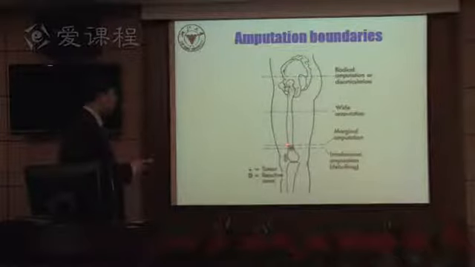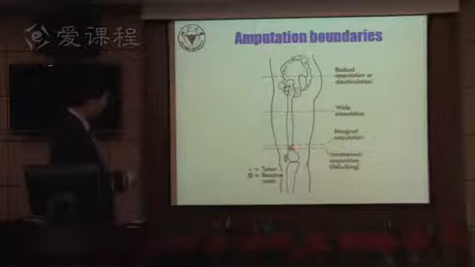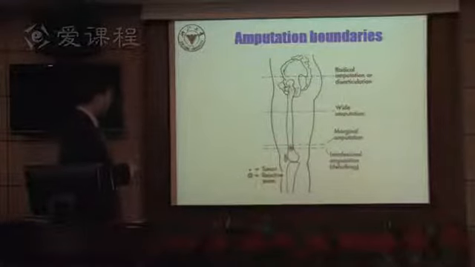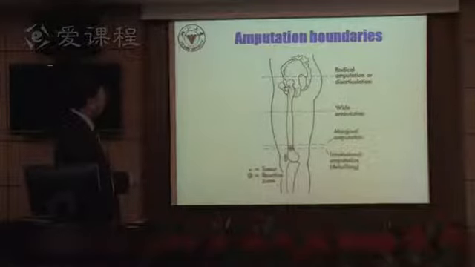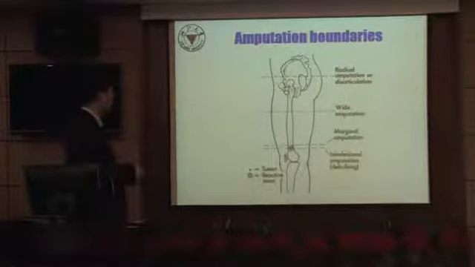Marginal amputation is just at the margin of this bone tumor, where we cut the limb, and we can do wide amputation. In wide amputation, you cut some normal bone, and the radical amputation is where you cross a joint. You can call this radical amputation.